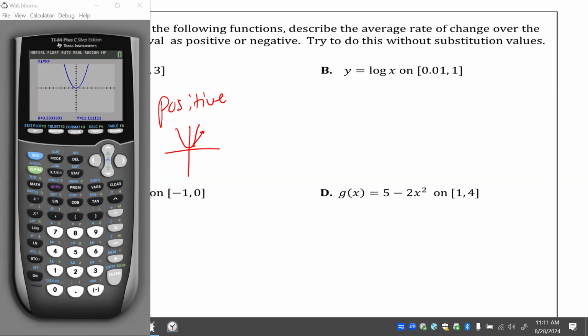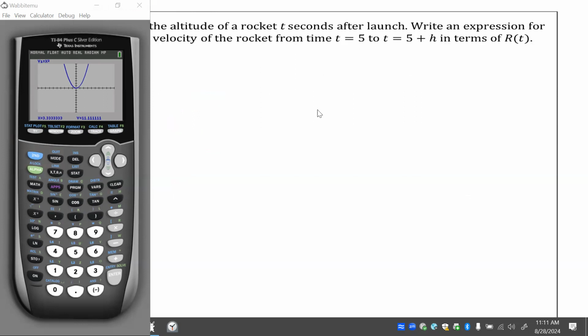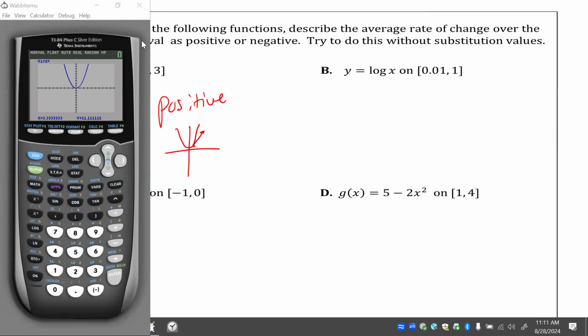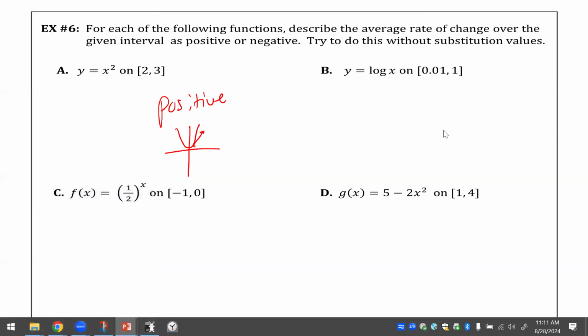So analyze it. I think we can do this fairly quickly. If you remember what a graph looks like, you don't have to use a calculator. No pressure. All right.